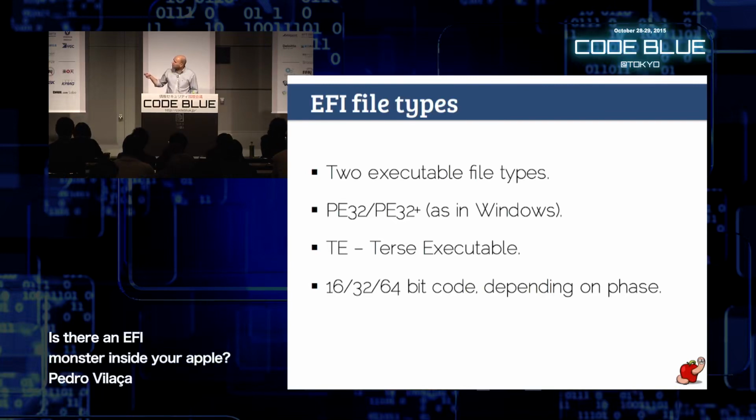There is also another format, which is the terse executable. I will explain on the next slide what this is. And you can find 16-bit, 32-bit, and 64-bit code inside EFI, depending on the phase. If you don't know, your computer still starts in 16-bit when you start it. This comes from legacy. The first computers, or the first Intel ones, were 16 bits. So your computer starts in 16 bits, then switches to 32 bits, and then the DXE phase is mostly 64 bits. So you need to reverse all this kind of code, all this kind of assembly, different assembly on your machines.